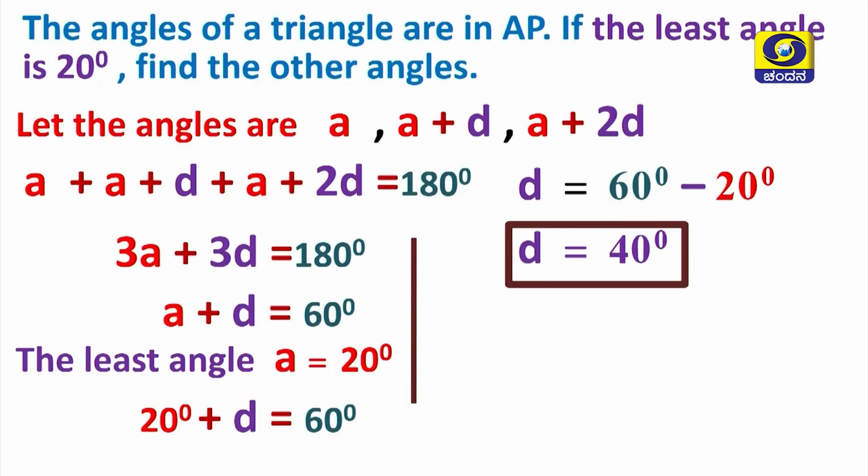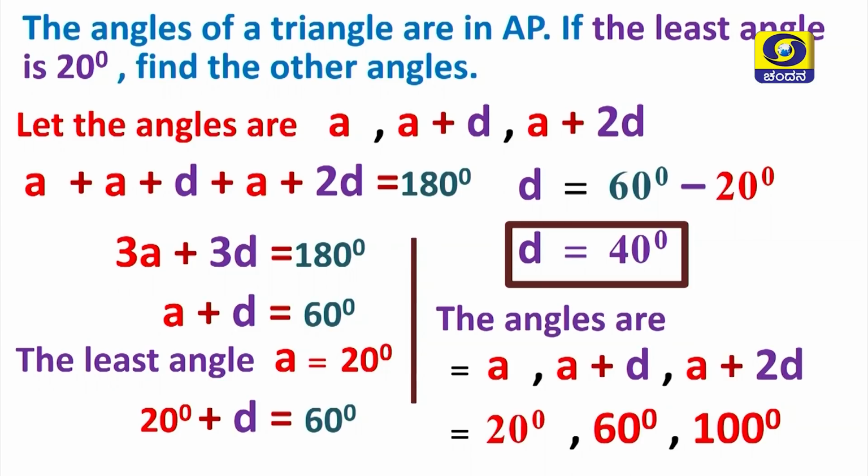So, this is the common difference between any 2 consecutive angles. Therefore, the 3 angles are 20 degrees, 60 degrees and 100 degrees. You can check for yourself, they are in AP. 60 minus 20 is 40, 100 minus 60 is 40. They are in AP. Therefore, the 3 required angles are 20 degrees, 60 degrees and 100 degrees.